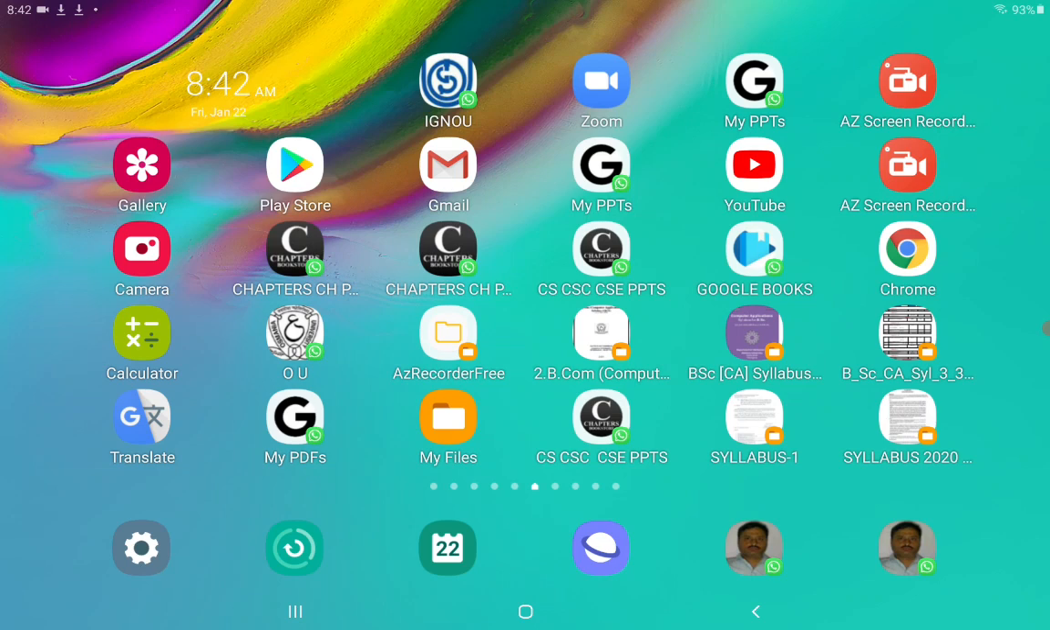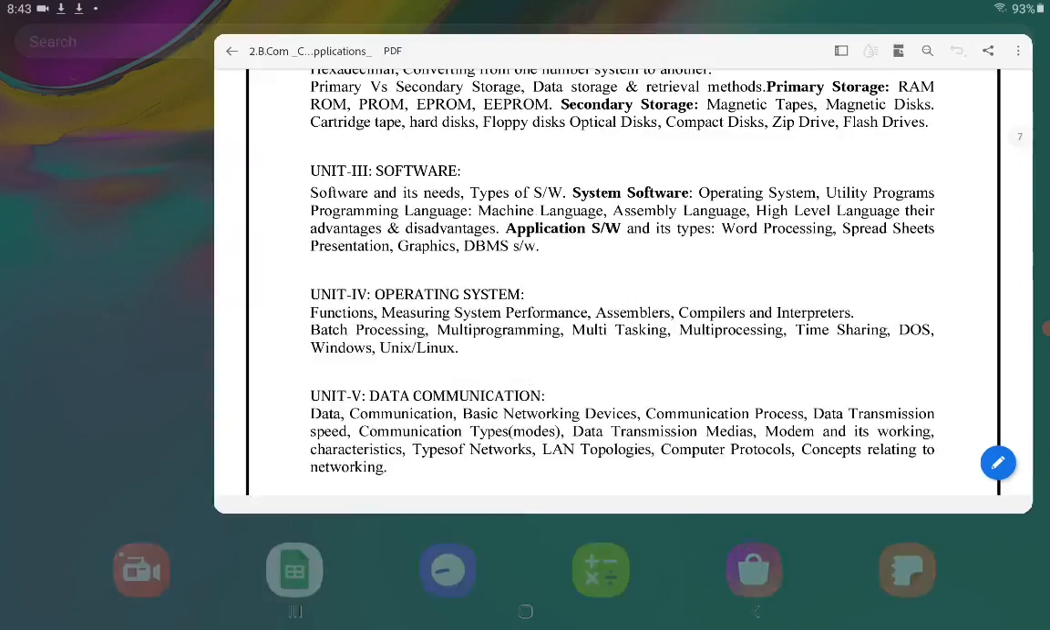First year BCom Computer Applications, Semester 1, Unit 3. Today we start with Unit 3. The first two units are completed. What is Unit 3 and what is the syllabus of Unit 3? We will discuss it, and we start Unit 3 also.